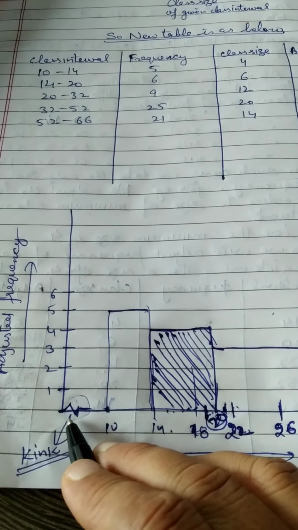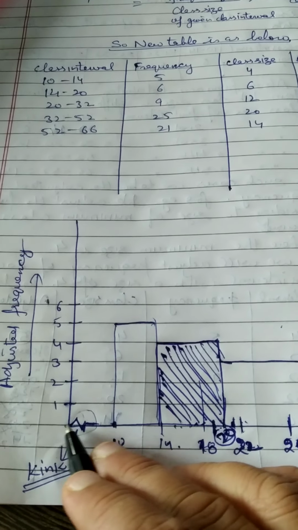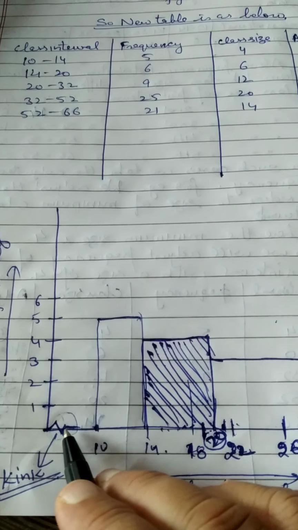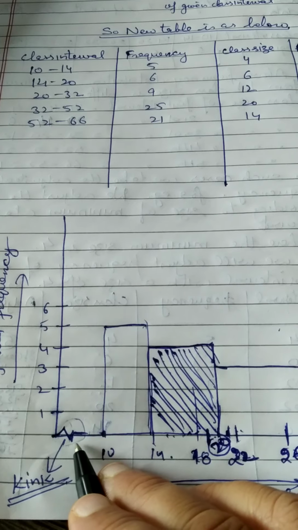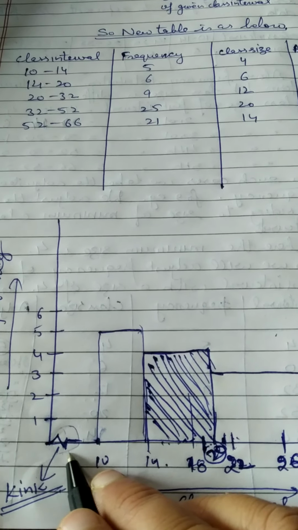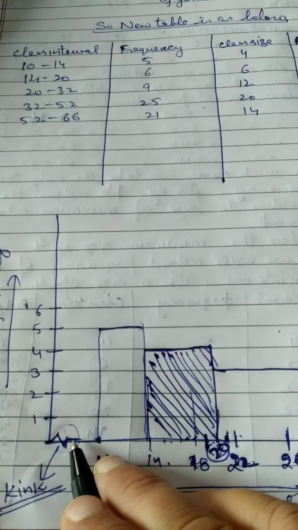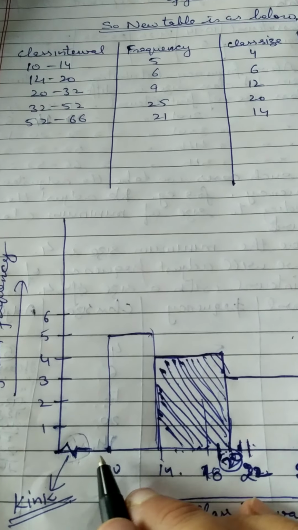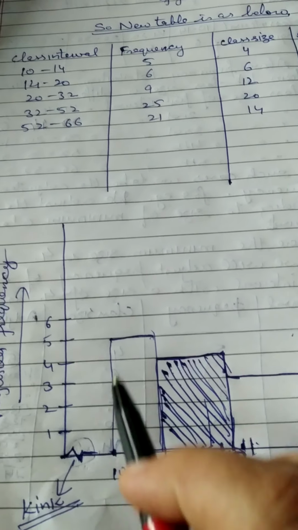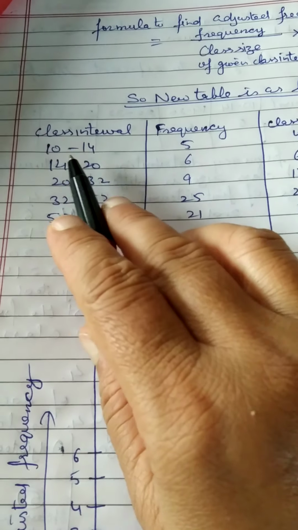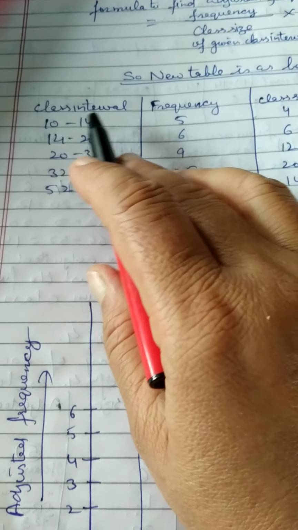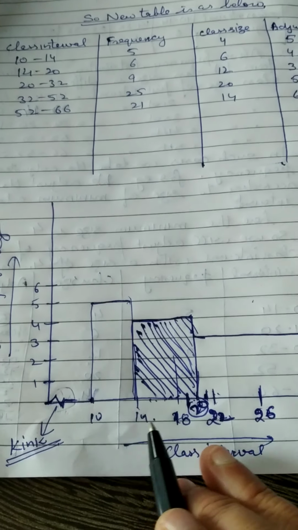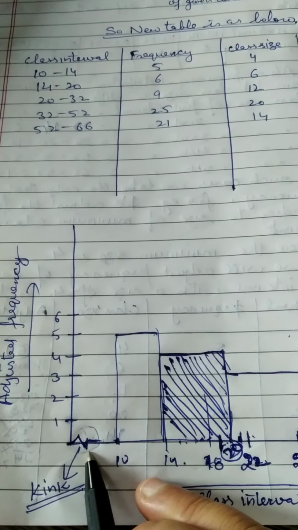Here we have given a kink because there are some quantities below 10 and we have not shown those class intervals in the histogram. Therefore we have drawn a kink. It means there are some missing class intervals before 10 also. The graph starts from 10 to 14, but the values below are not shown in these class intervals or in the graph. Therefore we draw a kink here.